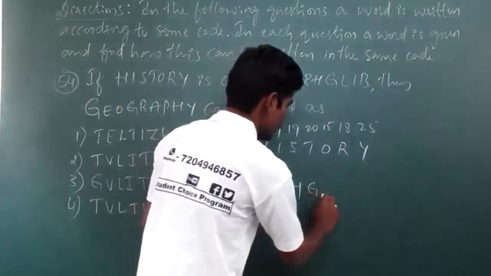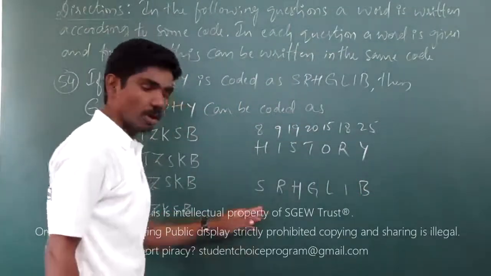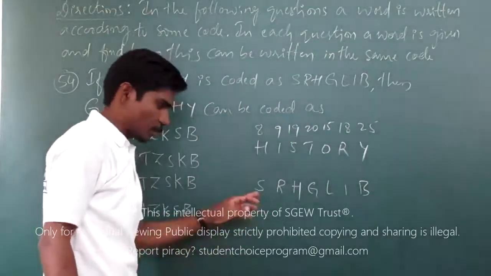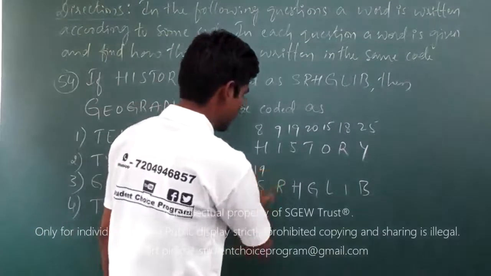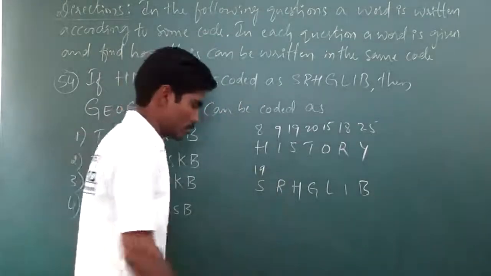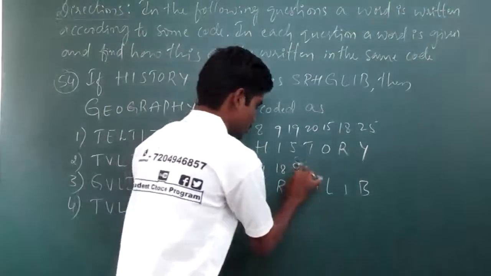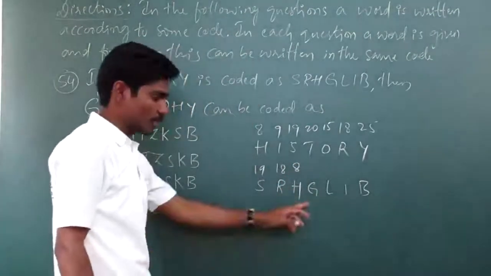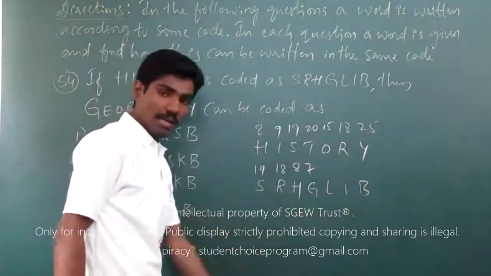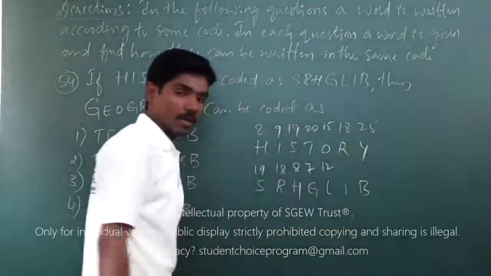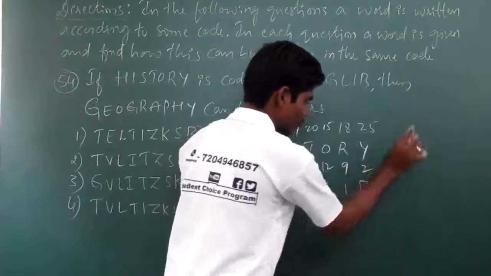GLIB. Now, let me write the positions of these letters. What is the position of letter S? Of course, it is 19. For R, it is 18. For H, yes, it is 8. For G, yes, 7. For L, it is 12. For I, 9. And for B, it is 2.